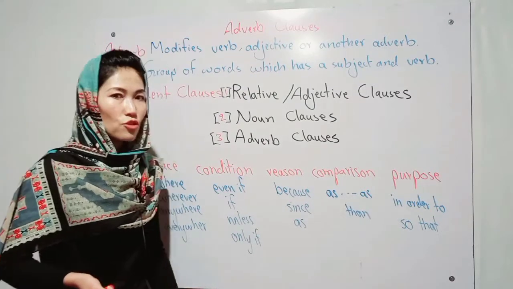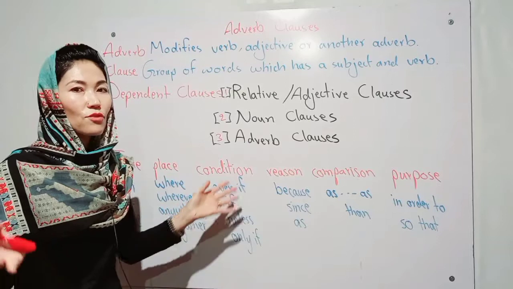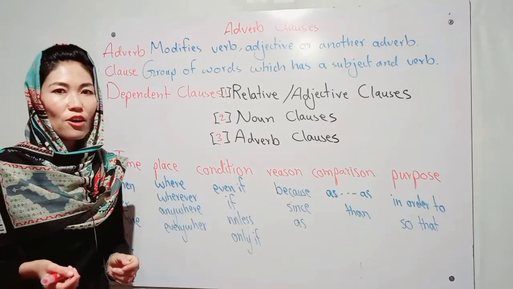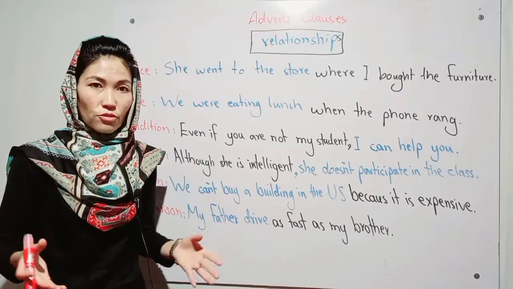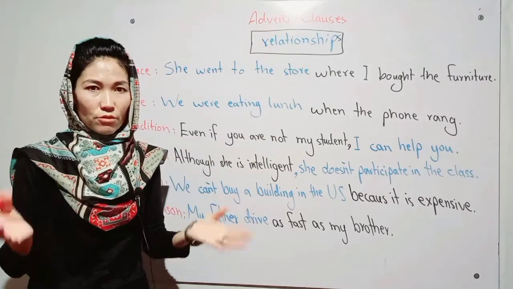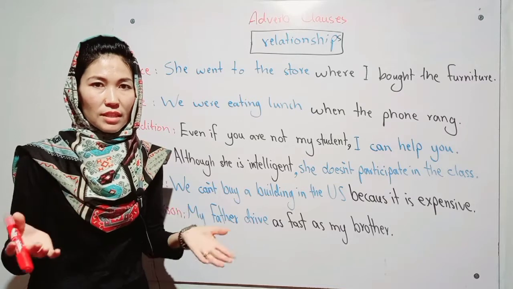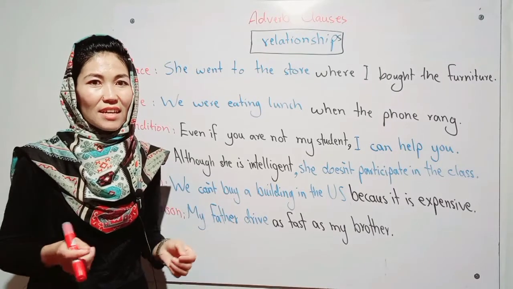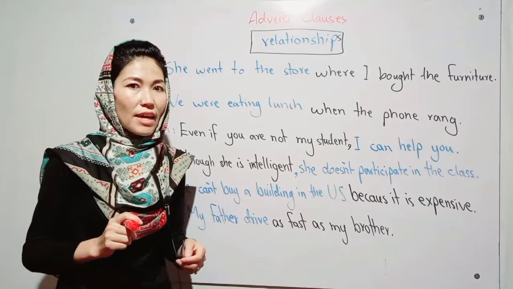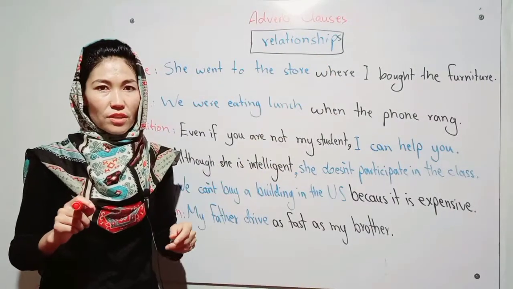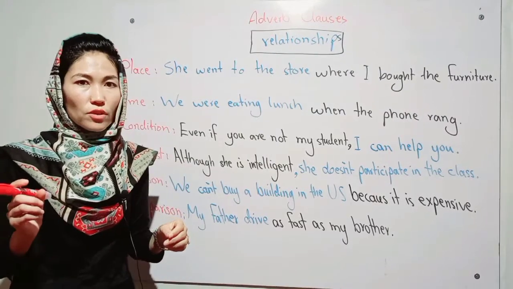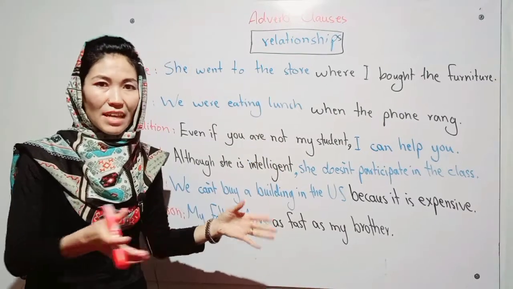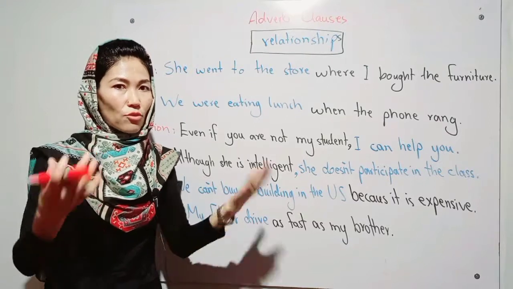Let's move on to the next part to have more examples to clarify the usage of these conjunctions at the beginning of adverb clauses. Actually, these are the differences between adverb clauses and noun clauses or adjective clauses. In noun clauses, the whole clause acts as a noun, and in adjective clauses, the whole clause acts as an adjective to modify a noun. But in adverb clauses, it is different. The conjunctions that we use in adverb clauses show the relationship between the independent clauses and dependent clauses. So let's have more information.